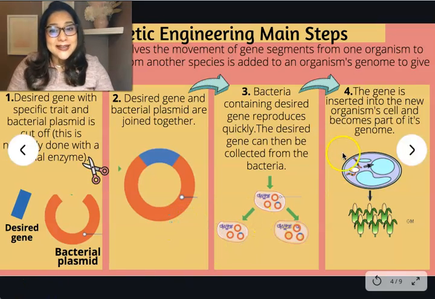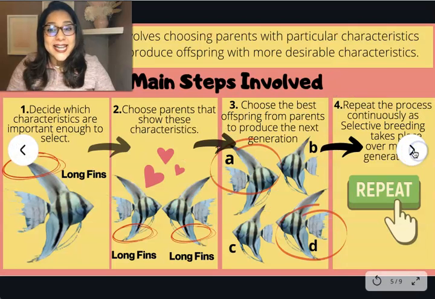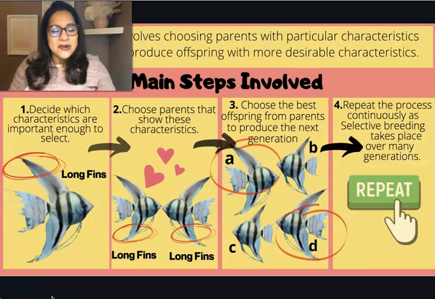All right, so now let's look at another process. Let's go ahead and investigate selective breeding, okay? So selective breeding is a little different because you're choosing parents that have characteristics that you want. So one parent has this trait you really like, and another parent has a trait that you really like, and you're breeding them together to produce offspring with more desirable traits, right? And this process takes place over many generations.